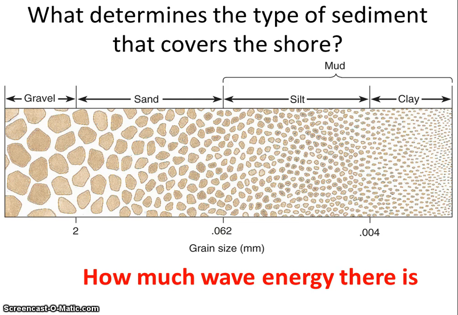Now, interestingly enough, you can extend this to the other lesson that you just had. If you have so much wave energy that you wash away your sand and your gravel along with your mud, what you're going to be left with is a rocky shore. But again, we're not going to talk about those. We already talked about rocky shores. Now we're going to talk about sandy beaches and muddy salt marshes, and what determines the difference between them, the different sediments that cover them, is how much wave energy there is.